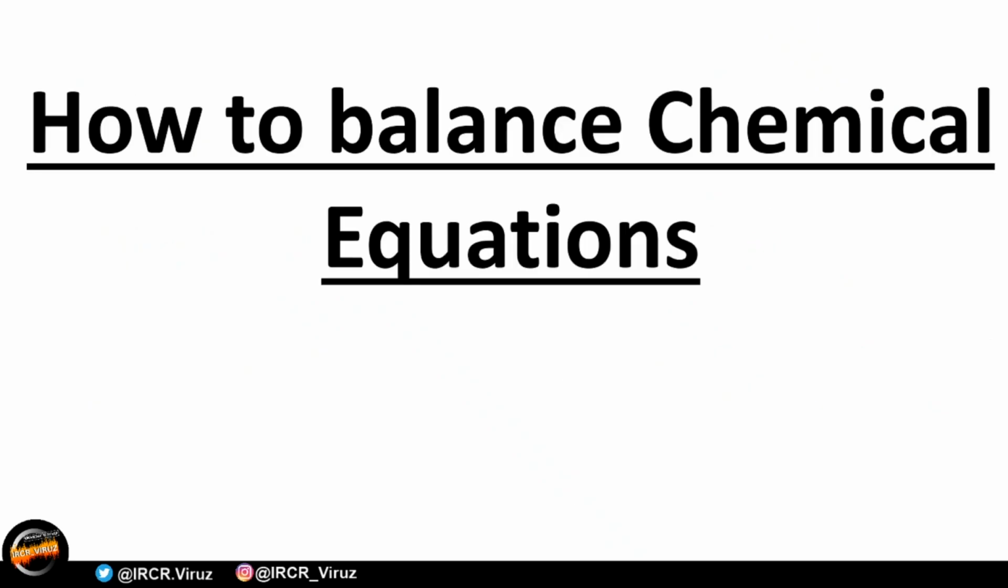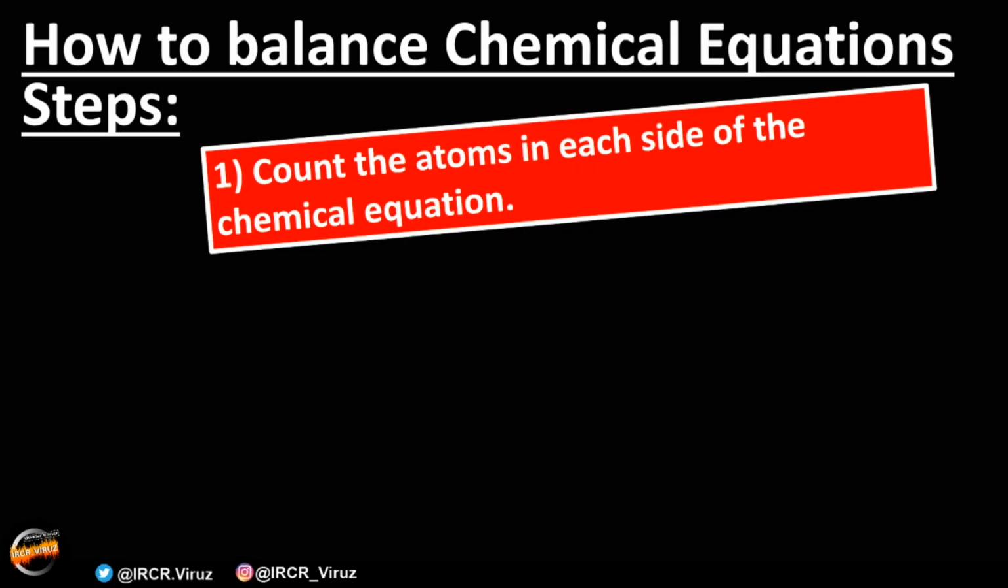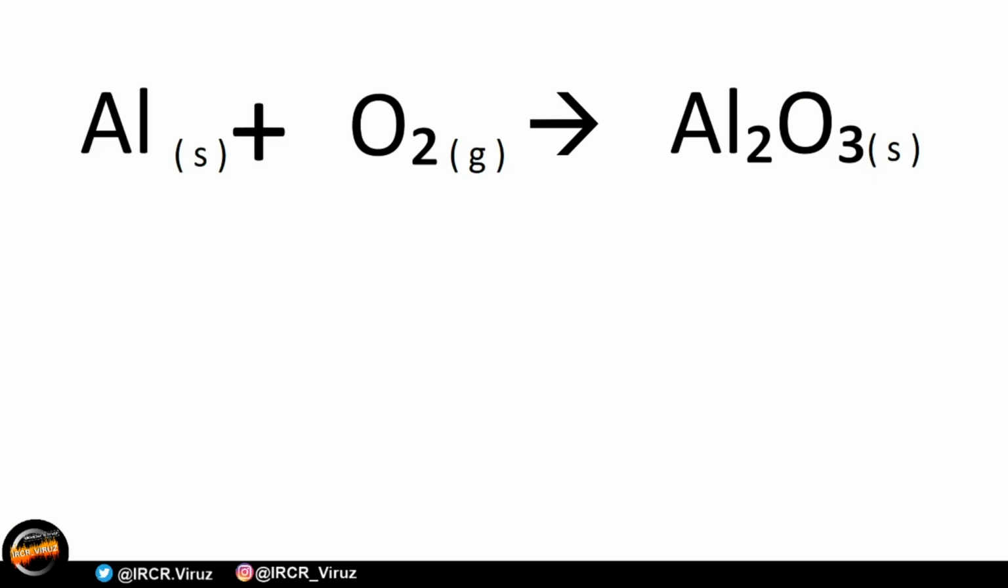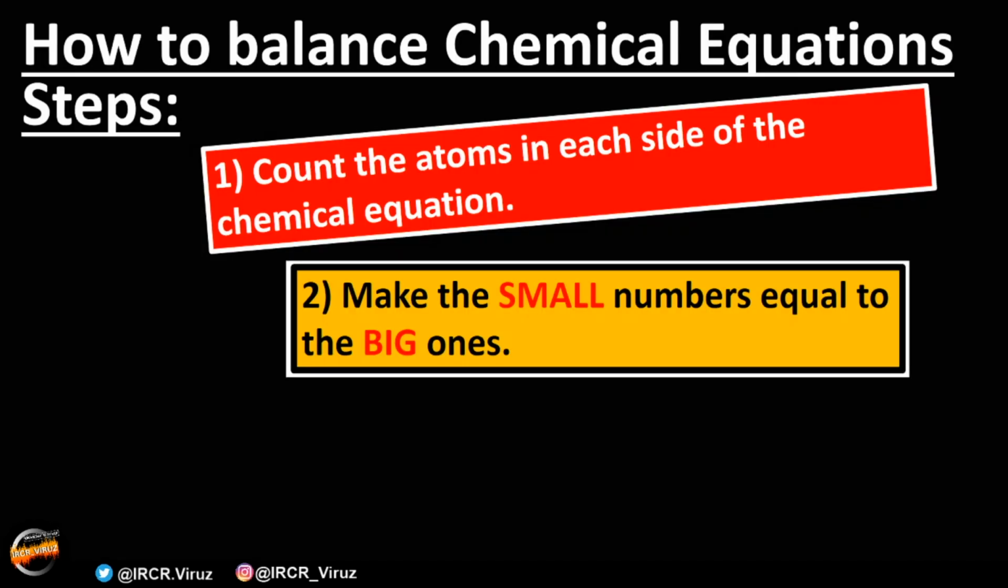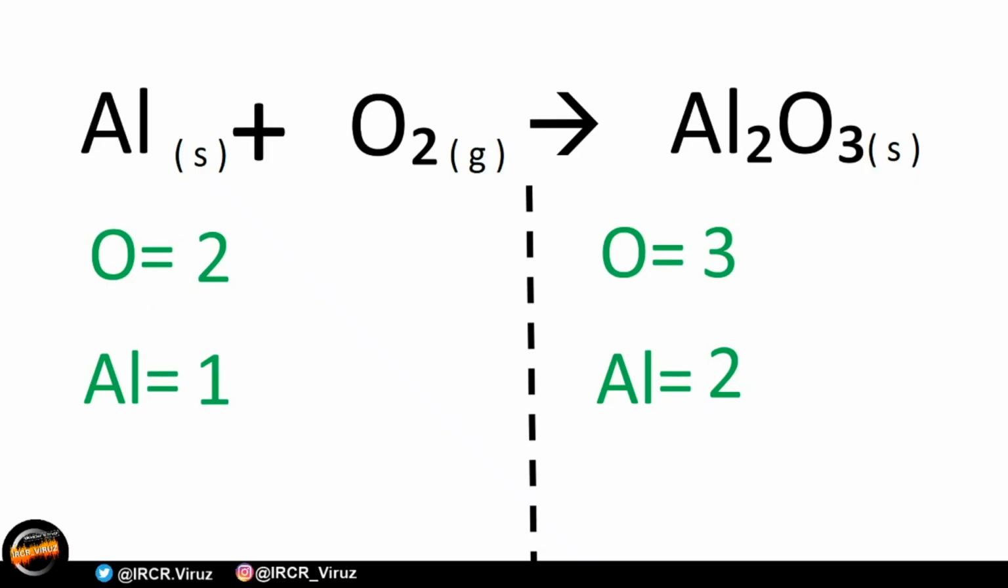Now, how to balance the next chemical equation? We're going to go for example number 2. Again, count the atoms on each side of the chemical equation. In this case, we have aluminium and oxygen to make aluminium oxide. So two oxygens and three oxygens, one aluminium and two aluminiums. Make the small number equal to the big one. Here we have a tricky situation, because it doesn't matter if you multiply this one by 2 and that one by 2, or this one by 3 and that one by 3. You're always going to have a difference, because this is an even number and this one is an odd number.